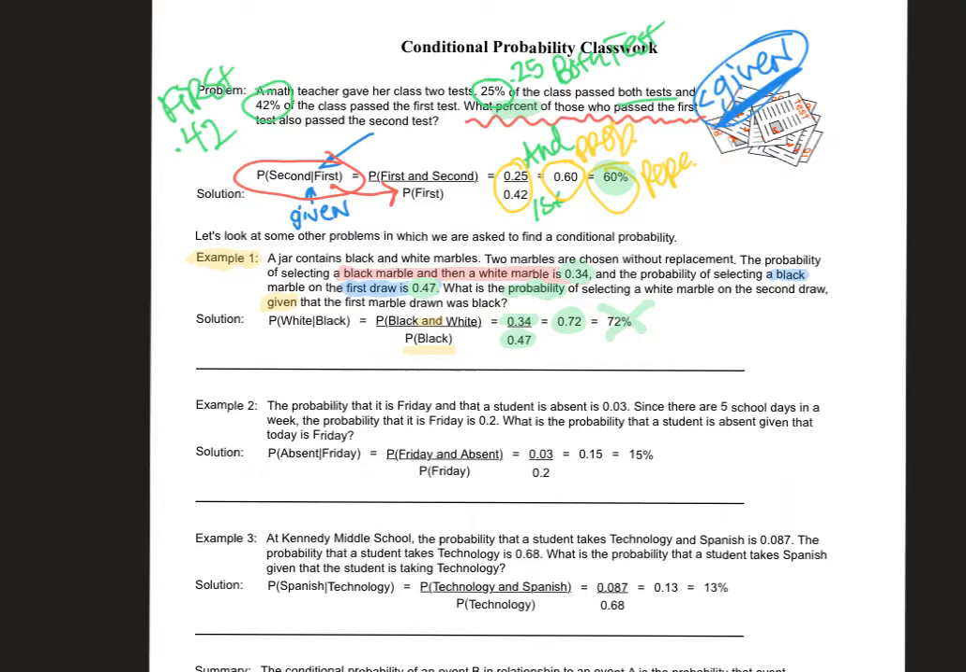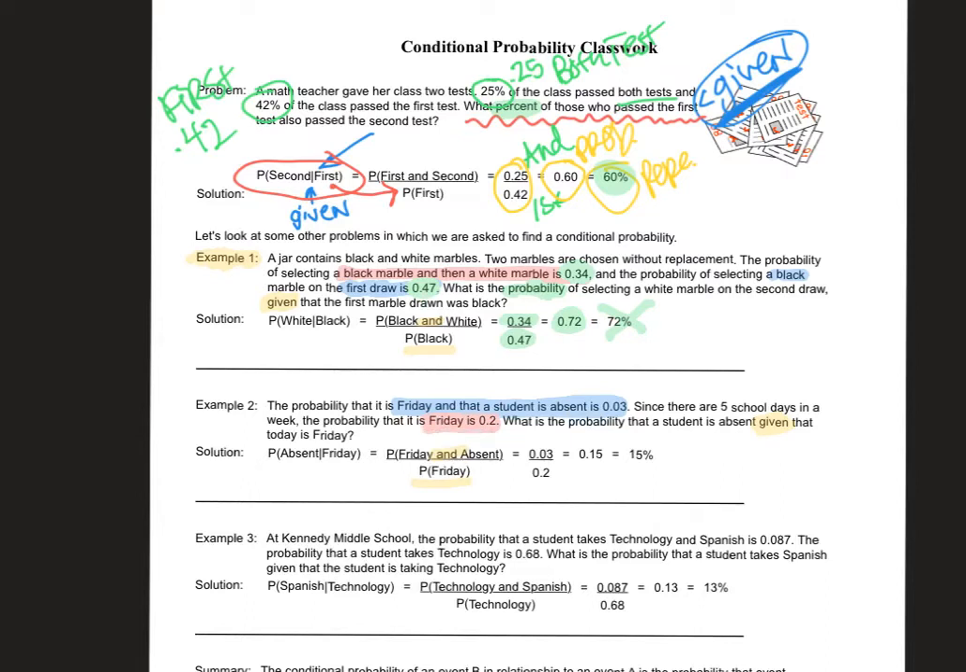Okay, so keyword here is given. I know I'm going to use this probability: my AND probability divided by something probability. Some important things here are Friday and absent is 0.03. Another thing that is important is that, out of the days of the week, that today is Friday is 0.2.